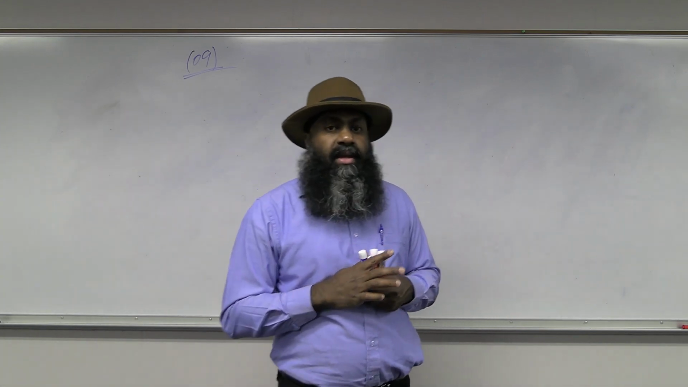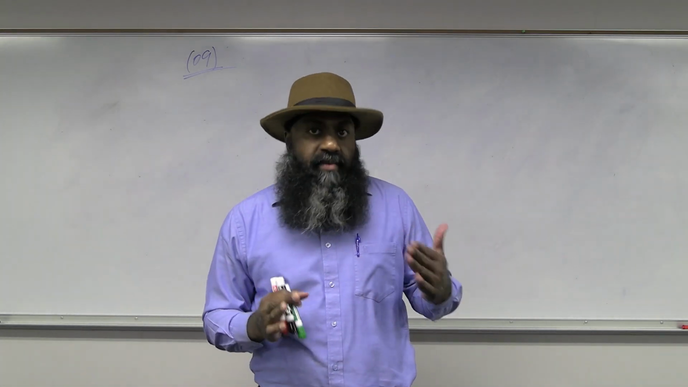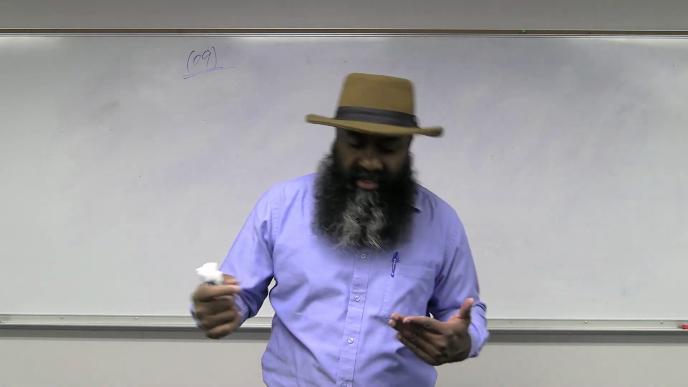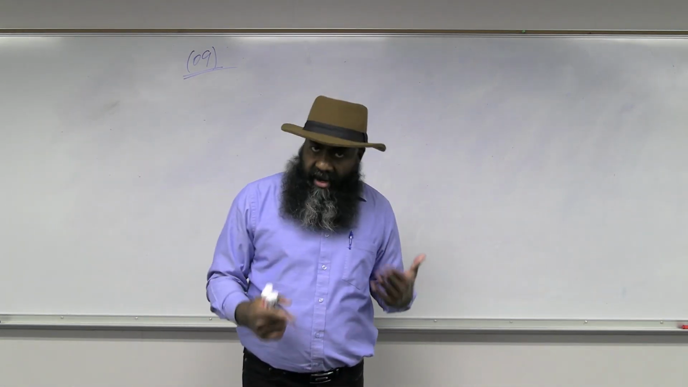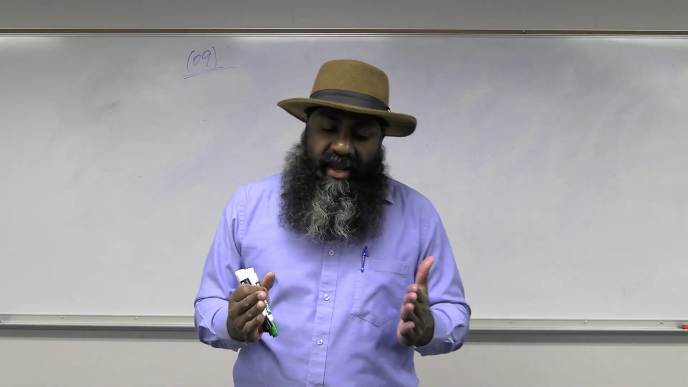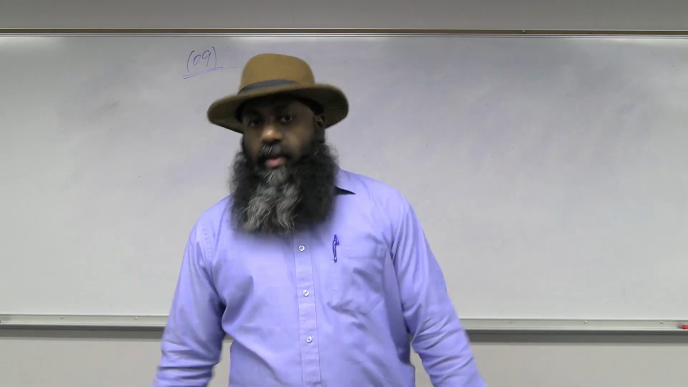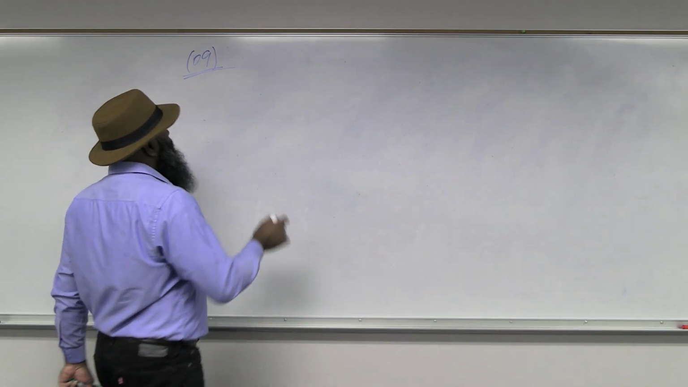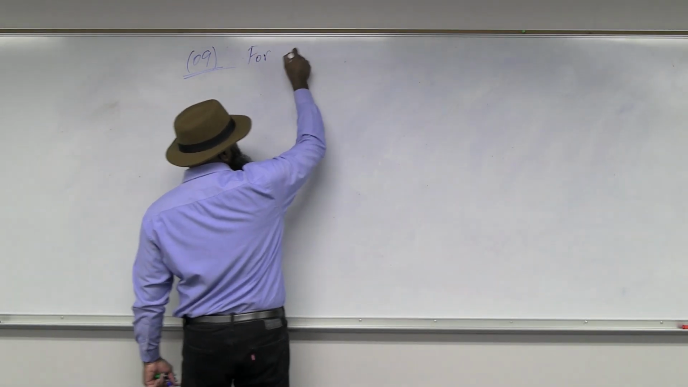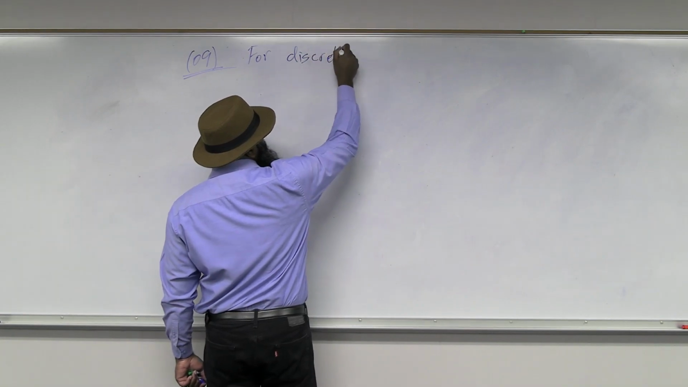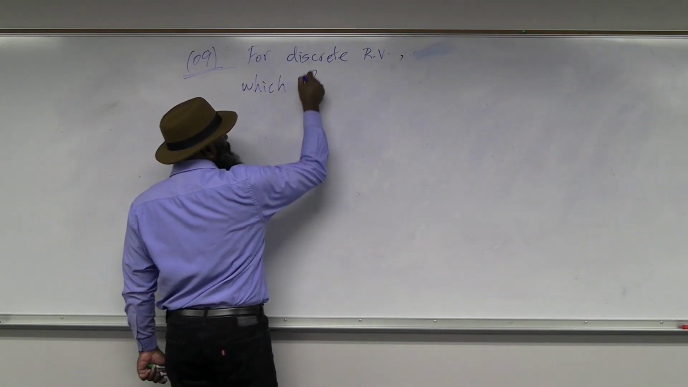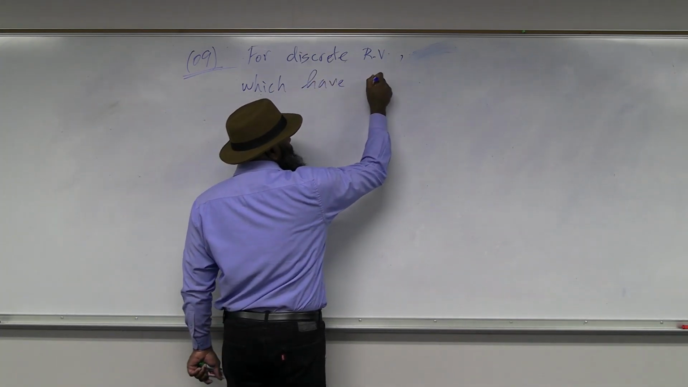Usually to model discrete random variables that are given as rates. Rates, what are the rates? That means a discrete random variable happening within a given period of time or within a given area. I will write it down first. For discrete random variables which have a specific rate.